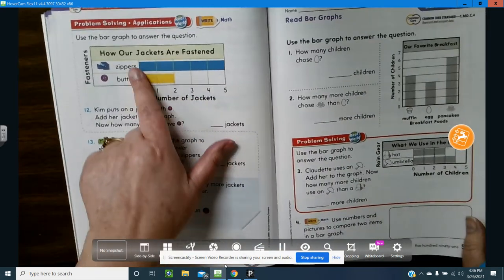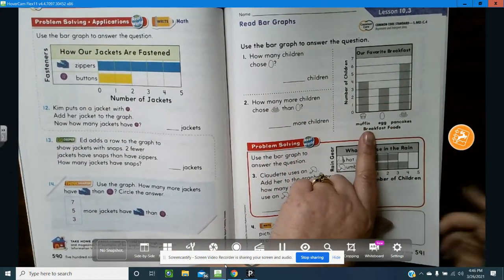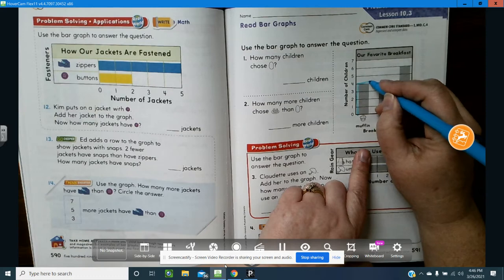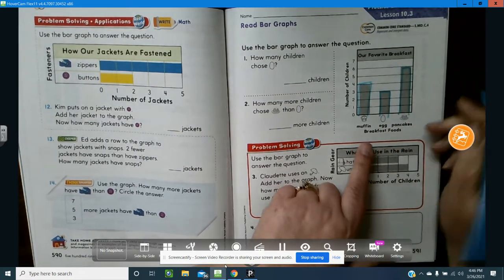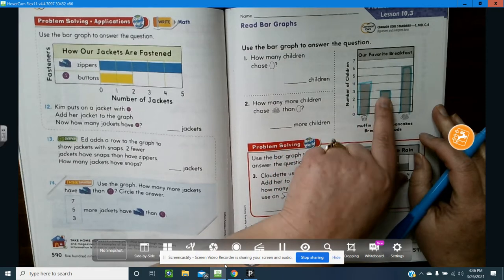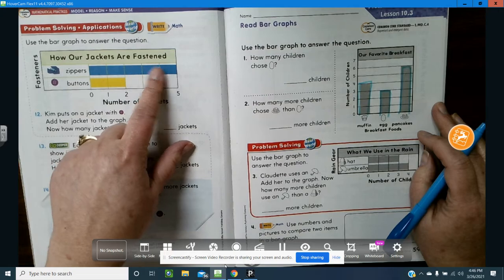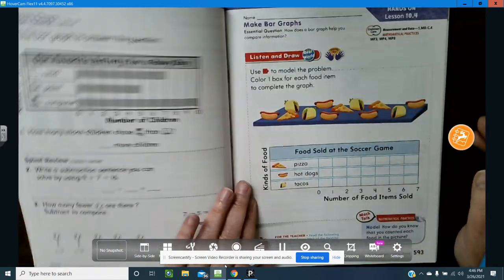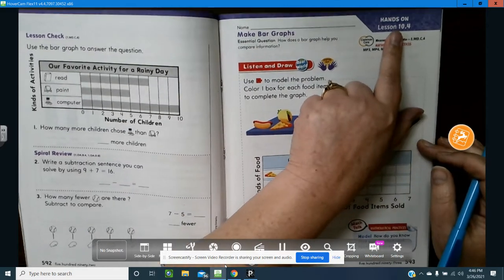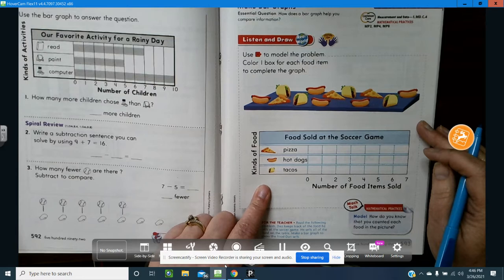Look at how this bar graph goes this way and this bar graph goes up and down. But it doesn't matter. They just look like little candy bars. I'm going to trace over them. Look at that. This bar graph goes up, then this bar graph, then this bar graph. It's the same thing over here, but they're laying down. So you're going to answer these questions about bar graphs and then move on to lesson 10.4. And there are some more questions about bar graphs.